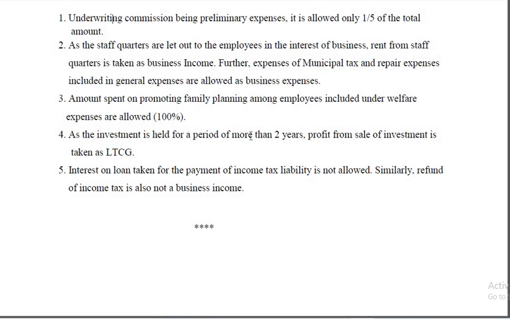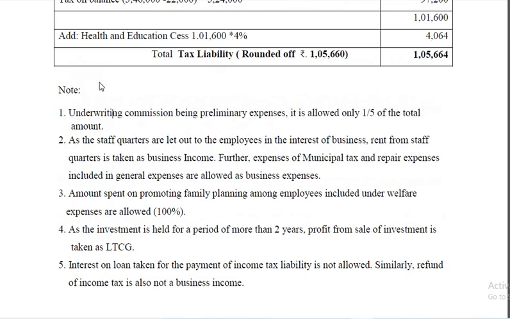As the investment is held for a period of more than 2 years, profit from sale of investment is taken as long-term capital gain. Interest on loan taken for the payment of income tax liability is not allowed. Similarly, refund of income tax is also not an item of business income. So, I have solved the problem. Thank you very much.